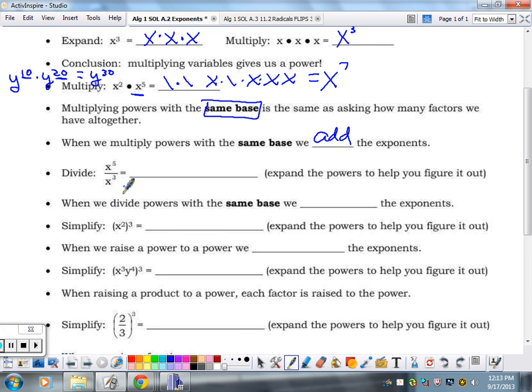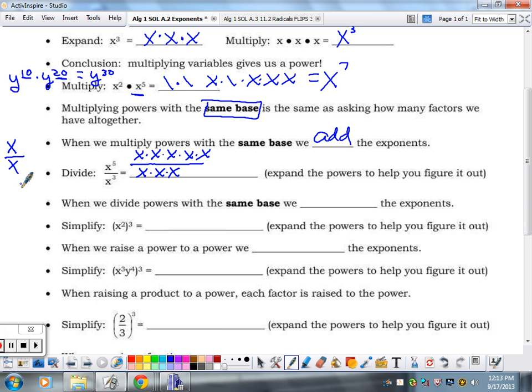Let's look at this division. So I've got a division here, x to the 5th over x to the 3rd. Oh my goodness. Let us go ahead and expand that. So I've got five factors of x on top, and I've got three factors of x on the bottom. Now, an important thing to know is to understand what x divided by x is. As long as x isn't 0, what is x divided by x?